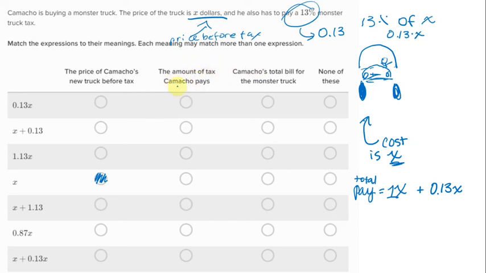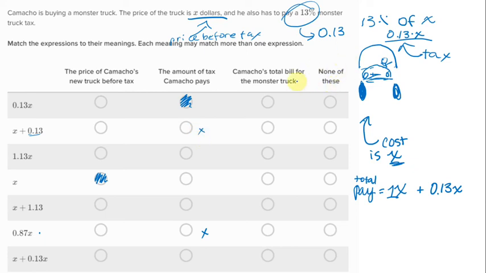Okay, the amount of tax Camacho pays. So 13% of X, this is our amount of tax. So that would be this one. No other one tells us that. This one, they got this one by subtracting, so that would mean that the tax was like a discount. So that one's no, we're paying more. This one is saying that this is 13 cents being added to the, no, that's stupid.